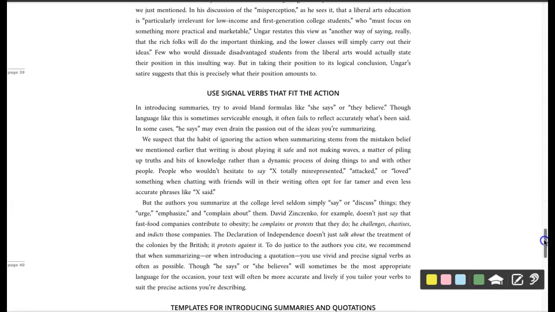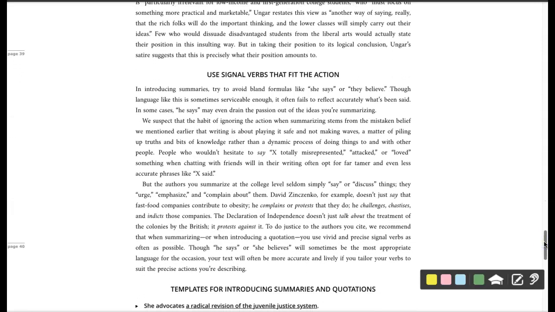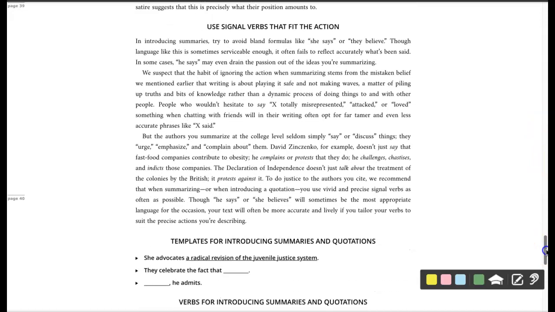So moving on, like I mentioned, make sure you connect your sentences so you can go ahead and use transitional words like furthermore, in addition, thus, therefore, words like that. But what's really great about this textbook is that you also have templates. So if you look here, it gives you templates for introducing summaries and quotations.